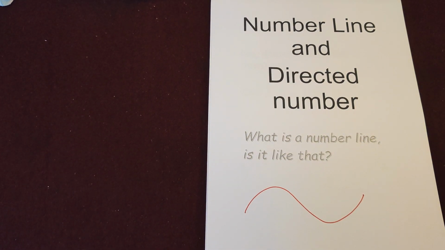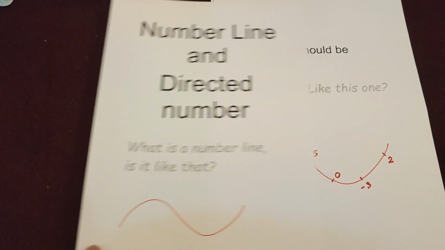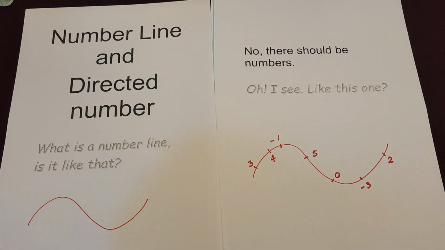Number line and directed number. What is a number line? Is it like that? No, it is just a curve. There should be numbers. Oh, I see. Like this one.